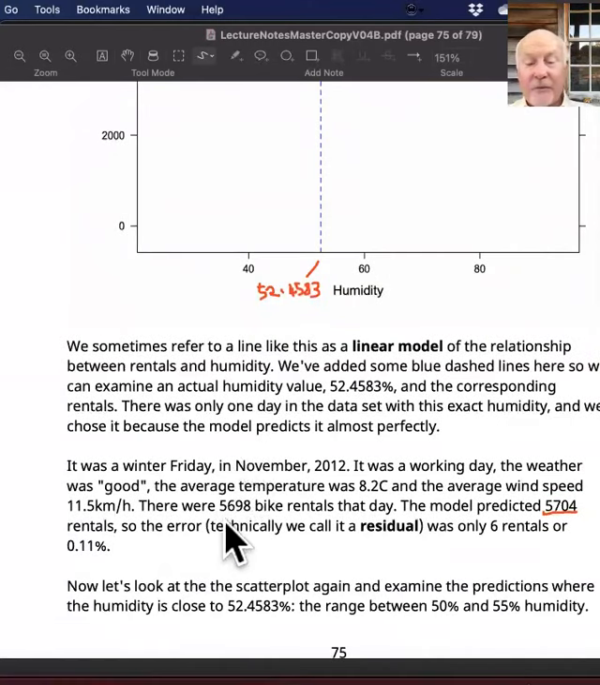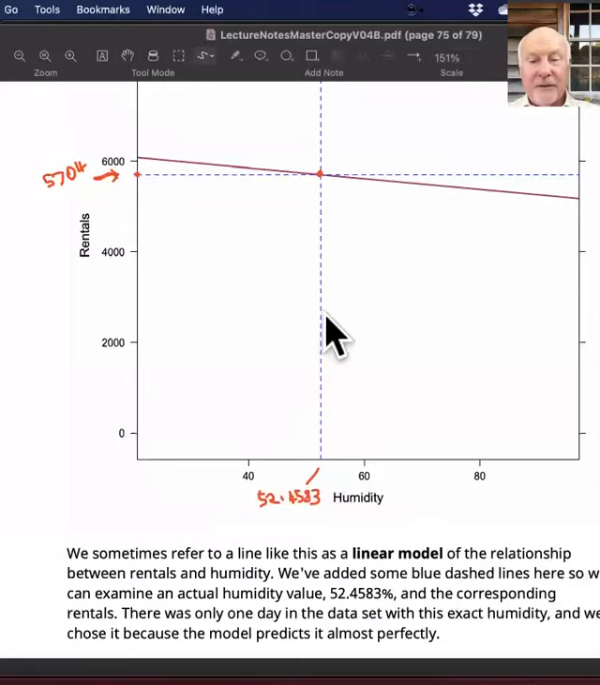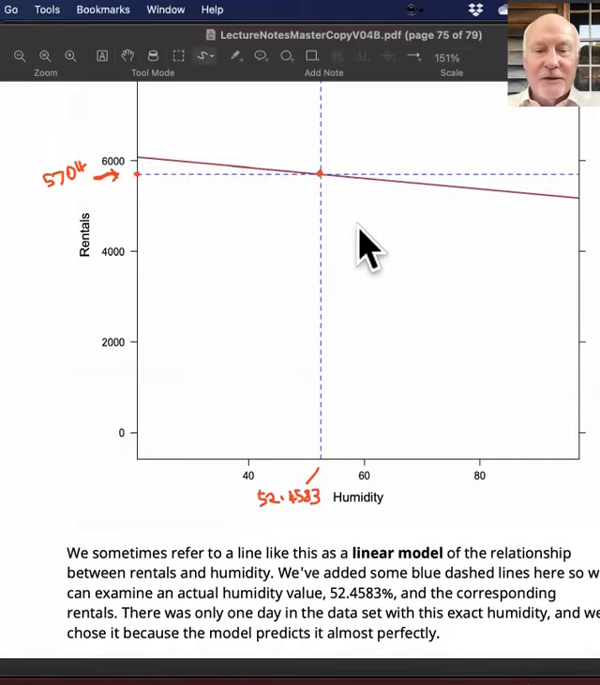The actual number of bike rentals on that day was 5,698. So the difference is only 6 bike rentals. So for that particular day, this was an extremely accurate prediction. If that happened to be the day when you decided to test the model, you would have been most impressed because you got a very accurate prediction. But I have to tell you, I chose that day because that was the day where the model worked best.